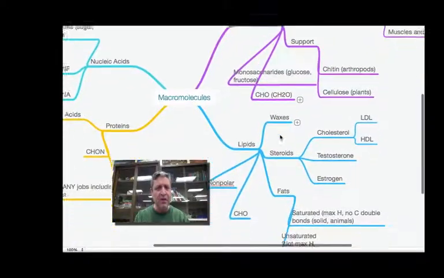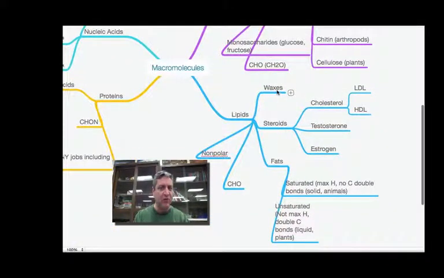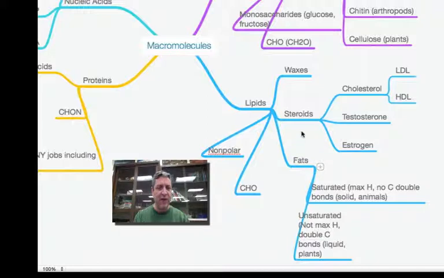Lipids are down here. There are 3 types: waxes, steroids, and fats. Under steroids, I gave you 3 types. There's cholesterol, and in cholesterol, there's LDL and HDL. Remember, HDL is the good type that cleans out your arteries and removes the bad stuff from the walls of your arteries. LDL forms plaque and causes dangerous situations, with a higher incidence of heart disease and possibilities of stroke when you have really high LDL in your cholesterol. The other 2 types of steroids are testosterone for males and estrogen for females.